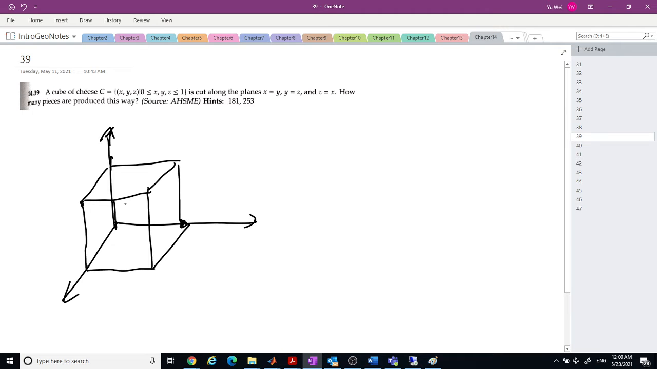Okay, so we have this one. So x, y, z. So we're cutting it along the three phase lines, right? The first is cutting through here, right? The second line is cutting through here. Y equals z, right? The third one is cutting through here. X equals z.